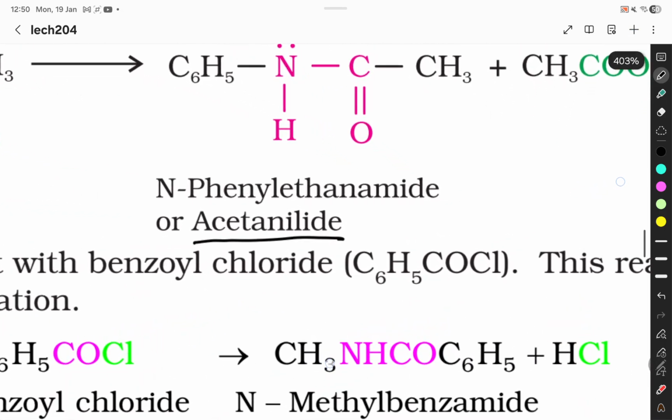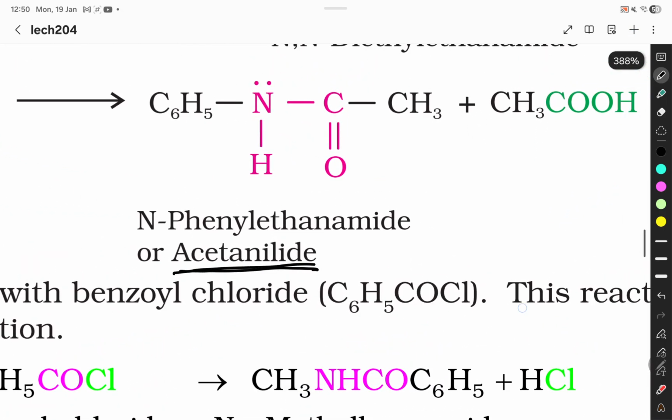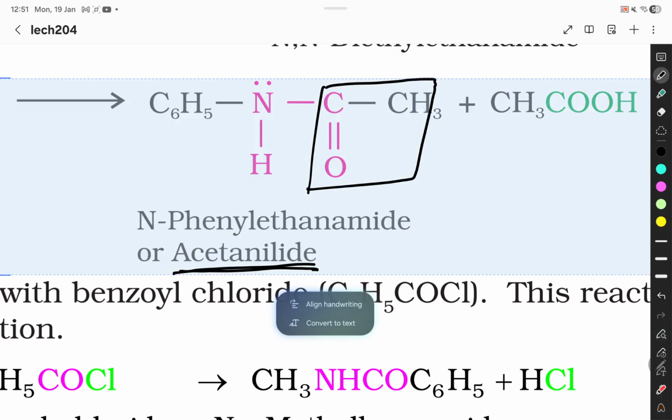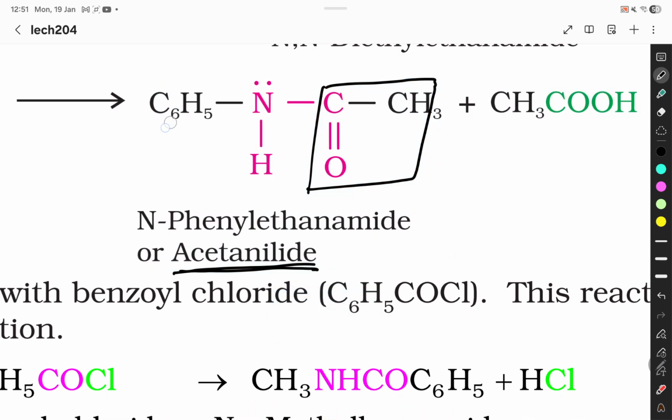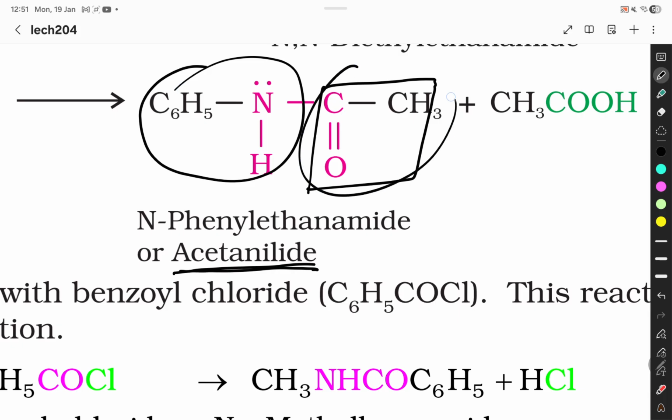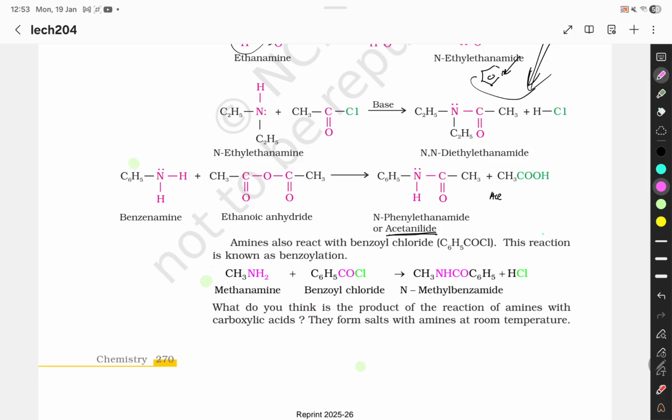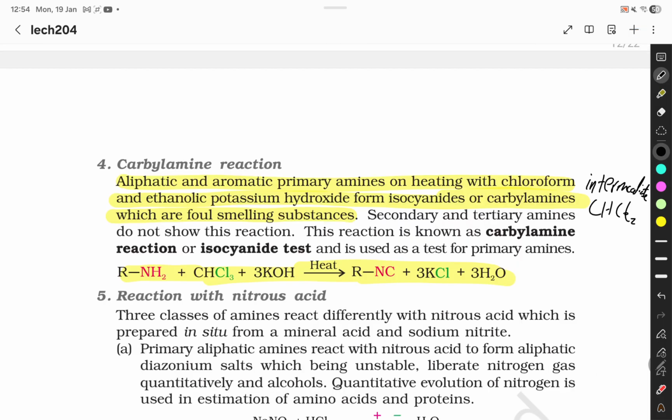So an interesting common name is given here, acetanilide. I'm assuming this is acet, and this is anilide, aniline, acet, acetanilide. Methanamine with benzoyl chloride forms N-methyl benzamide, and this is a common sense reaction. Everybody can do it, but it's called benzoylation.